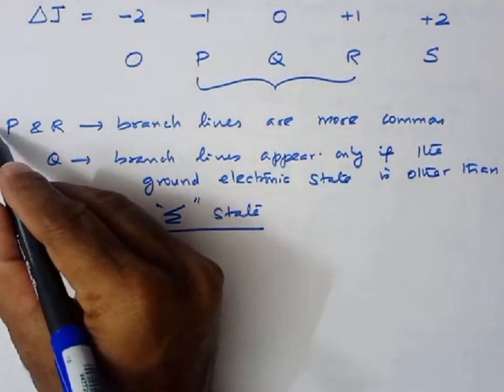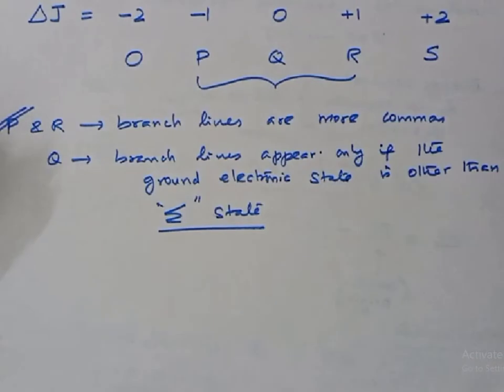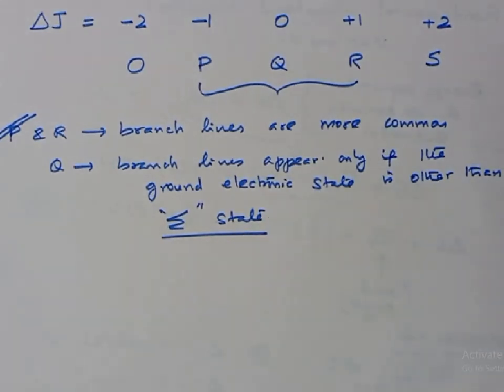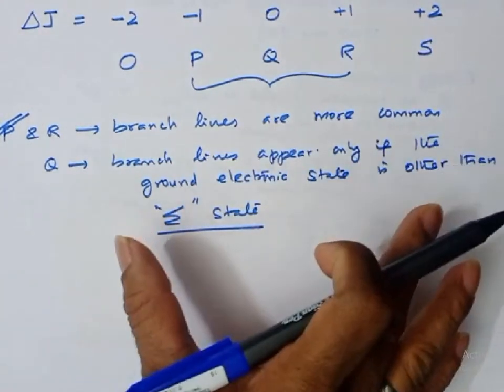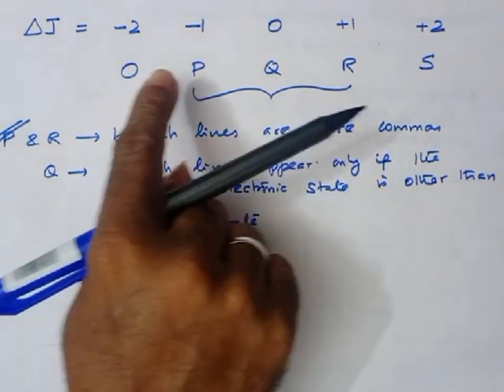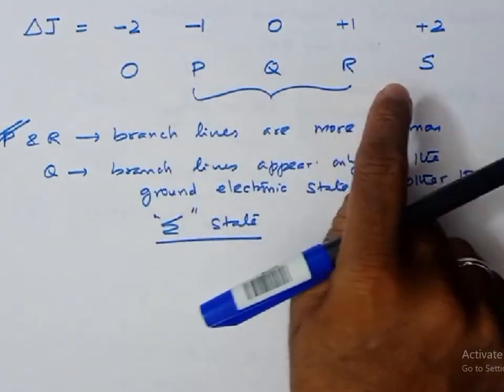So common lines are P and R. Take down this. Is this clear, students? Any doubt here? Yes, sir. Branch are... Sir? We are going to discuss. It is based on the selection rule. We are going to discuss that. I'll tell you, it's a very simple one. Up to this, any doubt? These are all standard symbols given by spectroscopists.